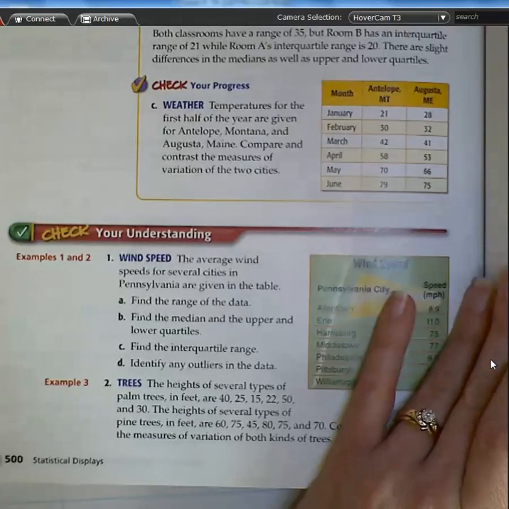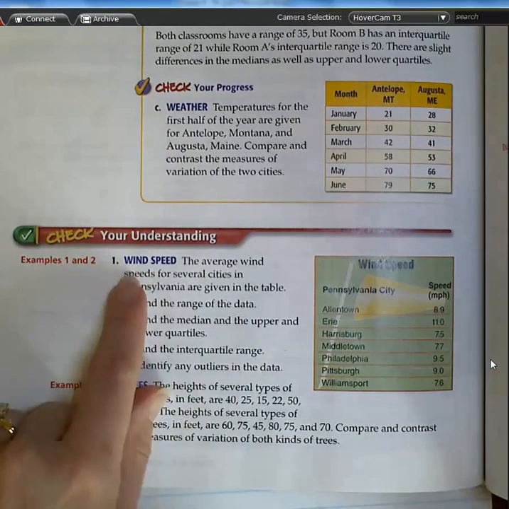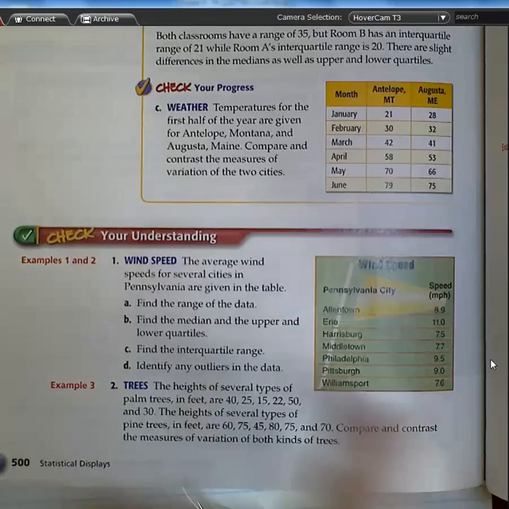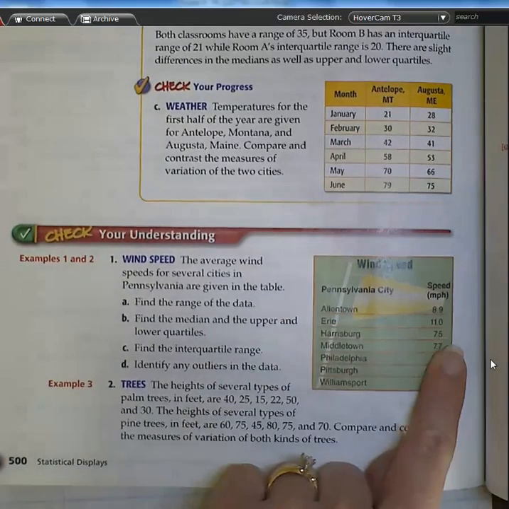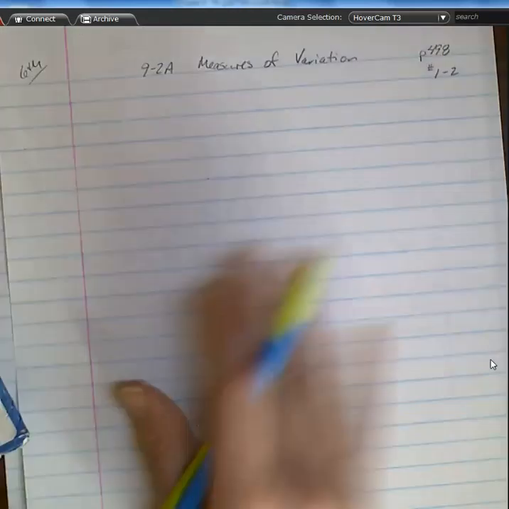So now on page 500, we're going to do number 1 together. We're talking about wind speeds. Notice our chart over here. Okay? The first thing we're going to do is find the range. Well, yay, we know how to do that because that is a 6th grade skill.